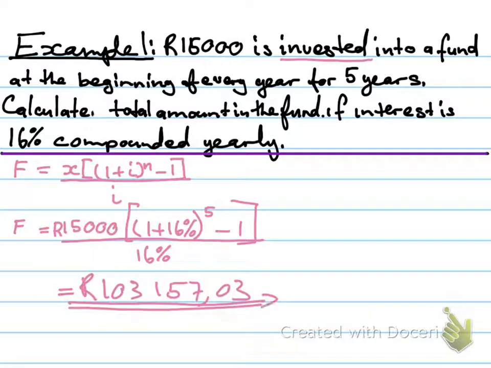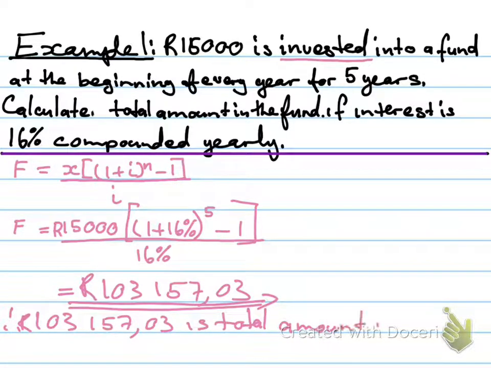So this is compounded yearly. That will be the amount. So therefore, after 5 years, if it is compounded yearly, then we are going to have 103,157 rands. Can you see that? So that will be the total amount in the account.